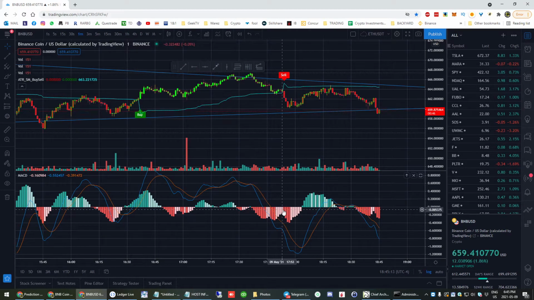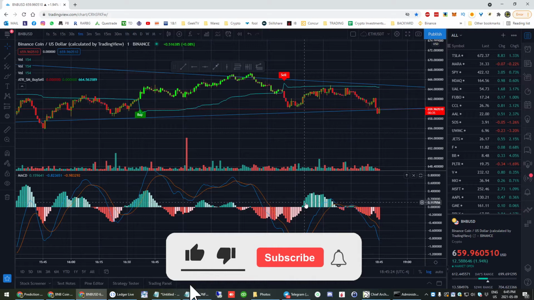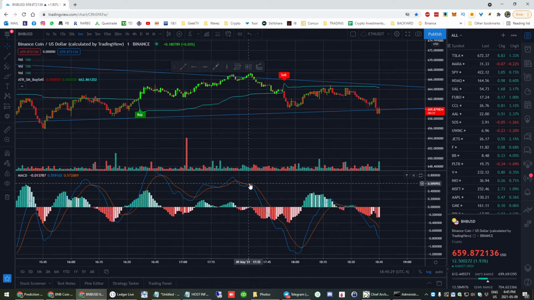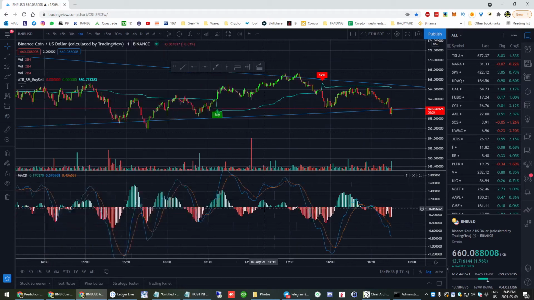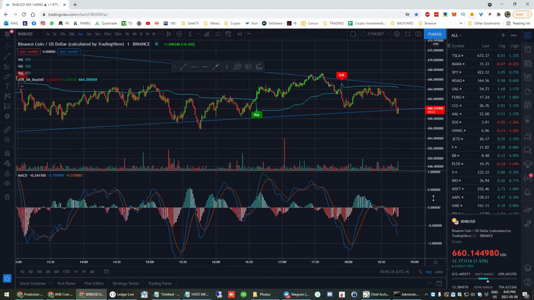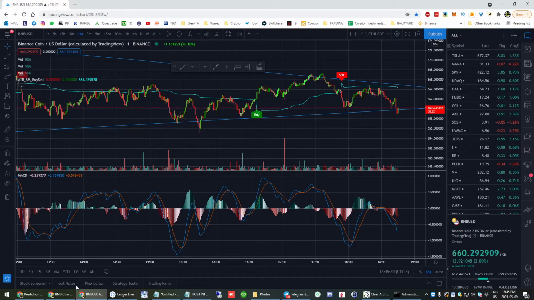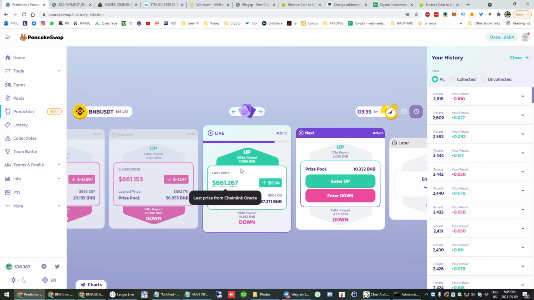But if you see here, there's a red candle afterwards, a pink one. So it's still not fully reversed yet, but as soon as you can see it's starting to turn around, purchase here, and then you make your bet, or enter your position at that point. So that's basically what I'm doing in terms of MACD, how I'm using these indicators to put in a prediction into PancakeSwap.